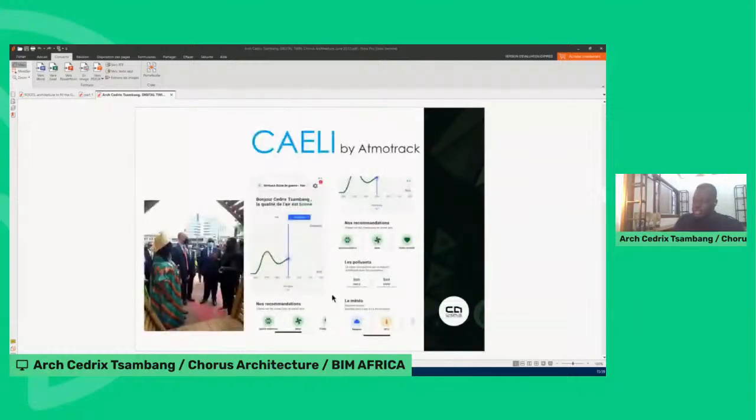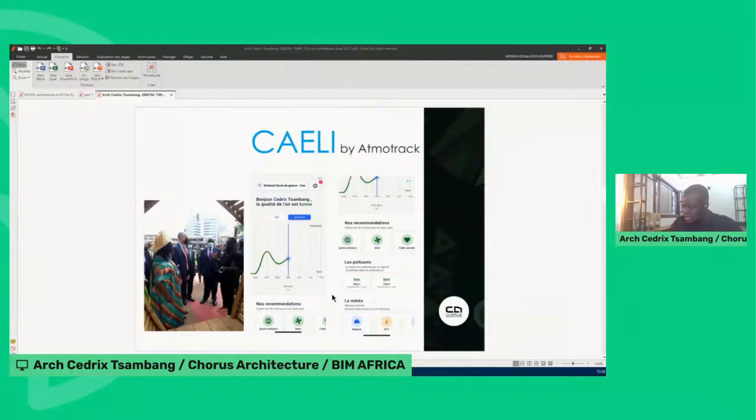So in that project, Atmotrack, with no publicity, developed a software called Kaeli. You can access it by phone, even from other countries, and you will know the quality of air in each district in the city in real time. So that can be assimilated to an Internet of Things, where you have real-time information straight.